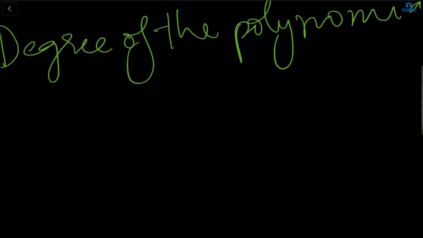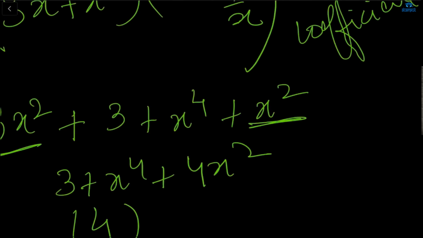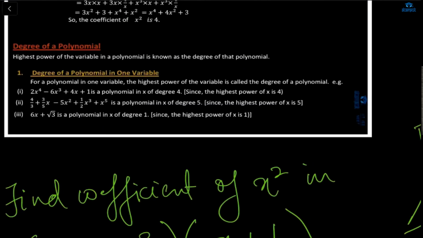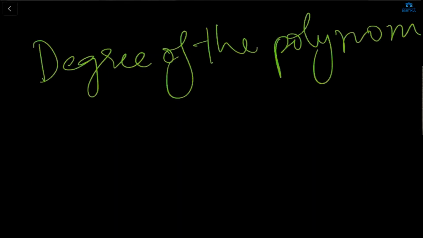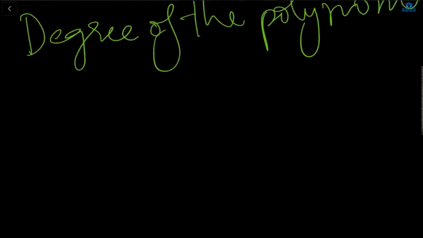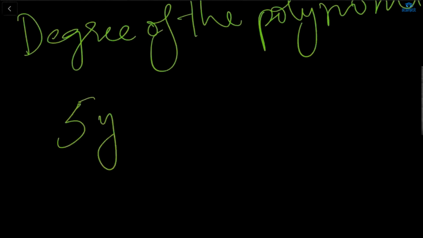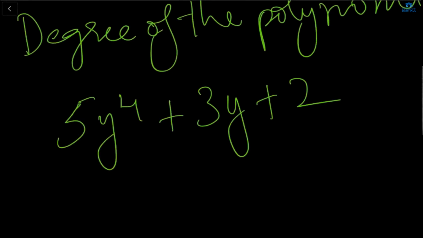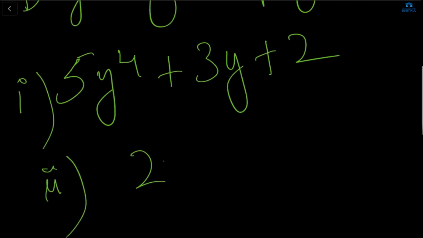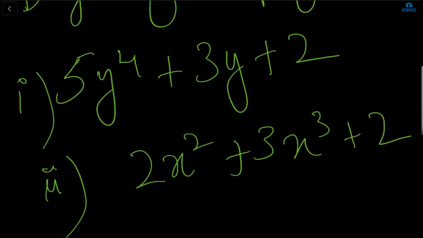Okay, degree of the polynomial. For example, expression in one variable. So, first of all, degree of the polynomial we'll see in two different categories. One, the degree of the polynomial in one variable, and then the degree of the polynomial in two variables. Okay, when it is in two variables, we have to do something little different. But if it is in one variable, only single variable is there, then we have to take the highest power. For example, in this first one and the second one, the highest power is 4 in the first one, and the second one is 3.